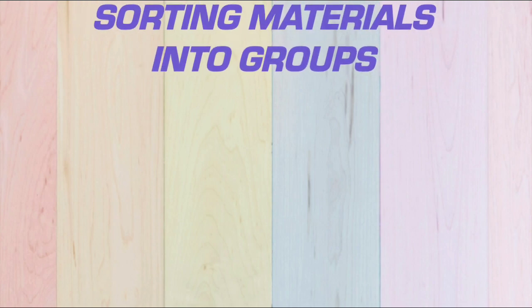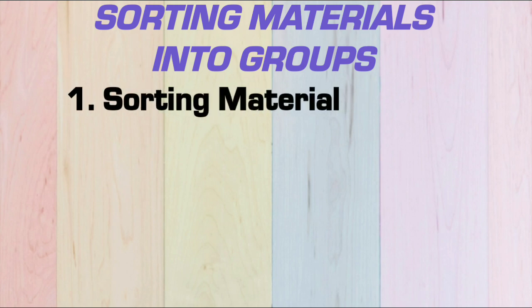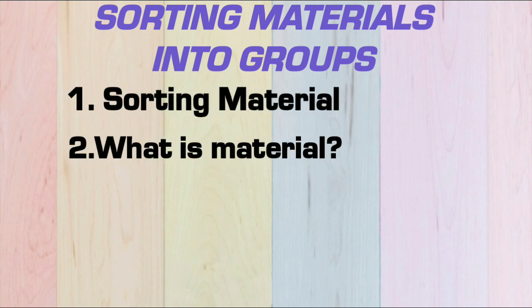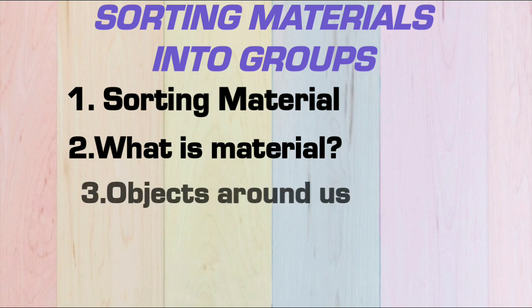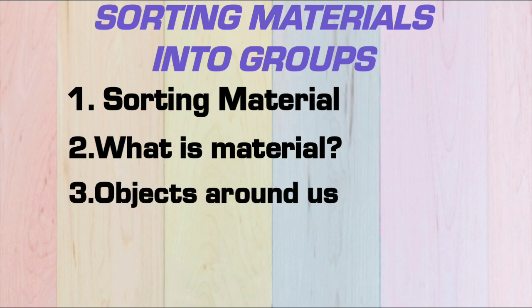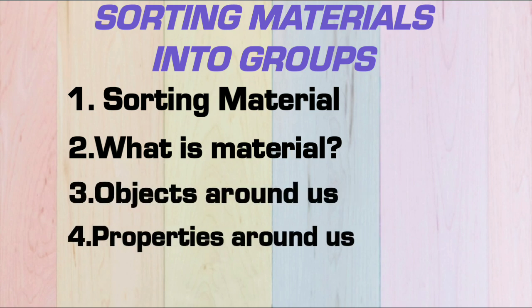Today our topic is sorting material into groups from the NCERT Science book, chapter number 4. So let's start our lesson. In this chapter we will cover four things. The first is sorting material. Second is what is material. Third is objects around us. Fourth is properties of materials. Now we will discuss these one by one.